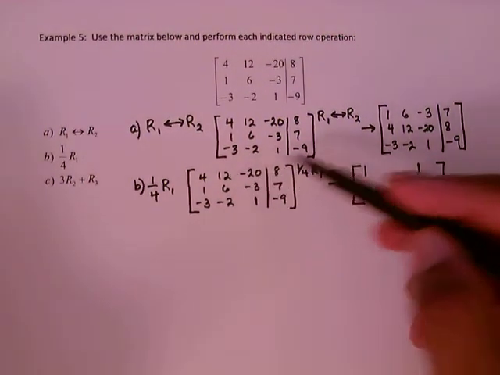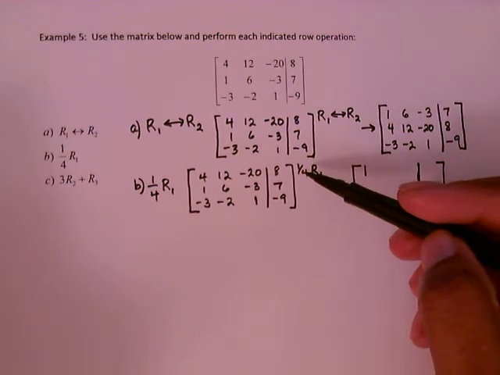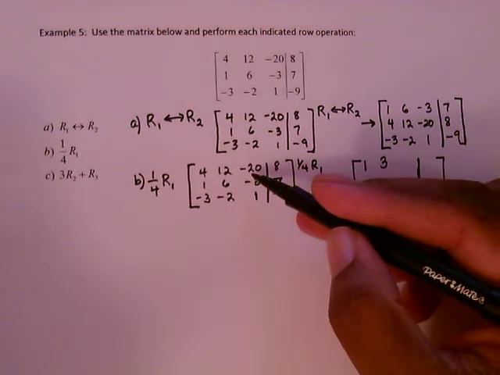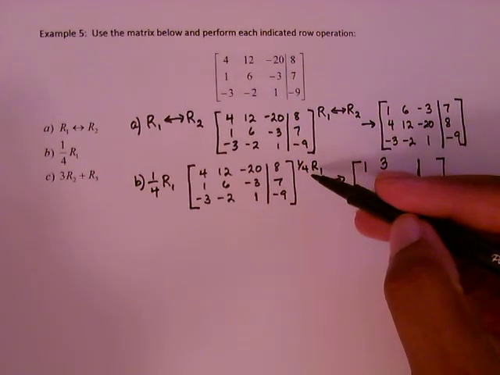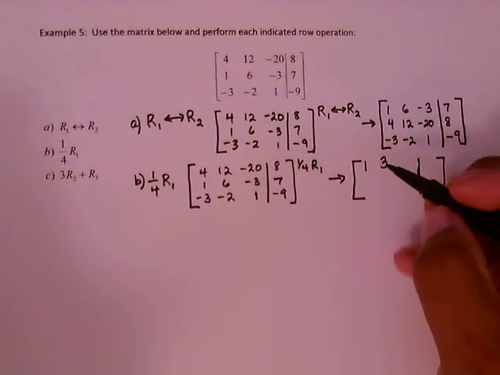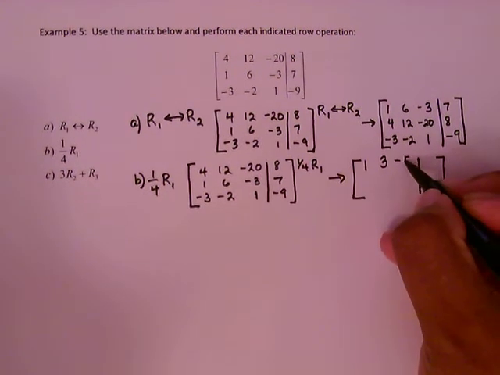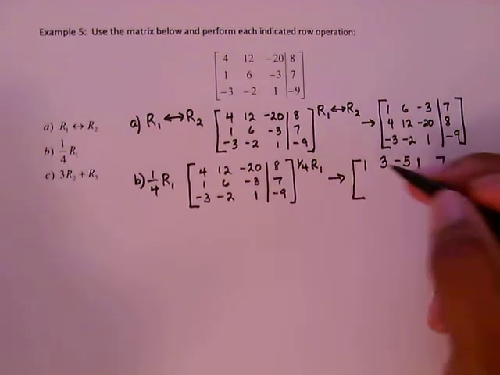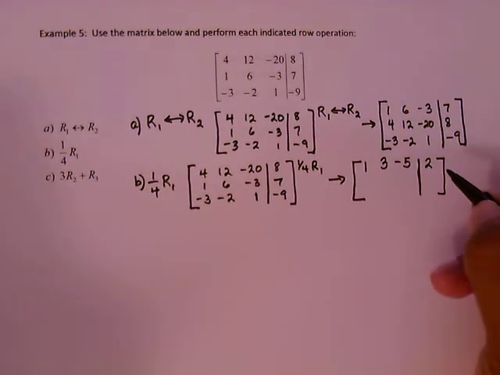And then 12 times 1/4, or 12 divided by 4, that would be 3. And then negative 20 times 1/4, or negative 20 divided by 4, is negative 5. And then finally 8 times 1/4, or 8 divided by 4, that will be 2.